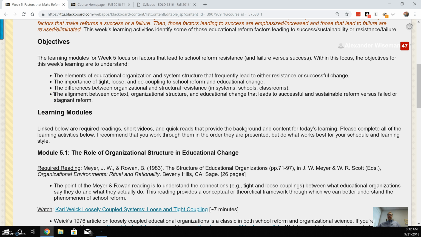And then finally, I want us to look at the alignment between context, organizational structure, and educational change that leads to successful, whatever that might be, and sustainable reform versus failed or stagnant reform. And that's going to specifically refer to our case study.